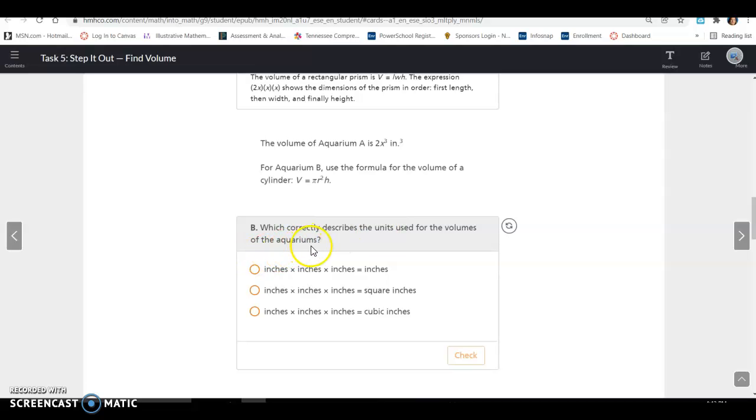of the aquarium. All right, the units are in inches. So it's going to be inches times inches times inches, and it would be cubic inches, because when you do it 3 times, it's to the third power. Anything to the third power is going to be cubic.